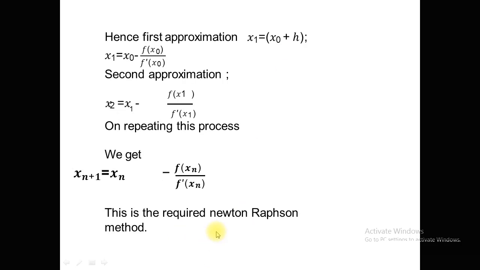This is the value of h, so x1 = x0 - f(x0) divided by f'(x0), and for the second approximation we get x2 = x1 - f(x1) divided by f'(x1). On repeating this process we get xn+1 = xn - f(xn) divided by f'(xn). This is the required Newton-Raphson method for the approximate root of the given non-linear equation.